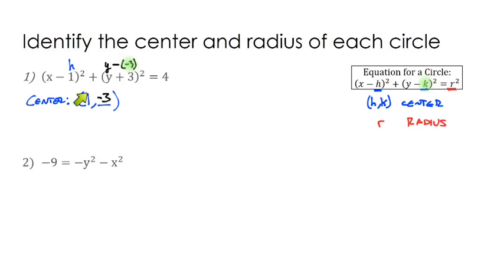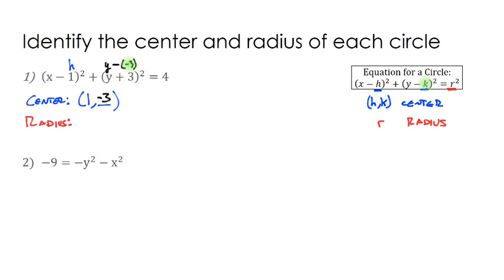In short, if you look at the equation, the h and the k are kind of the opposite of whatever you see here. If I see an x minus 1, that means my h is going to be a positive 1. If I see a y plus 3, that means my y-coordinate is going to be a minus 3. But that's the center. And now let's identify our radius.